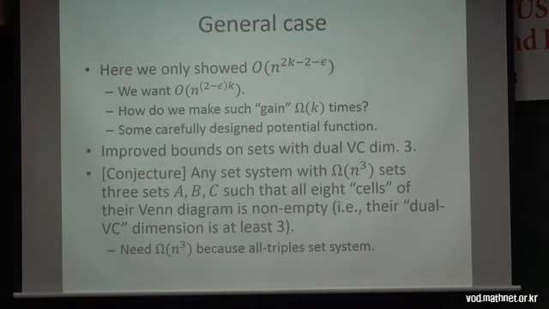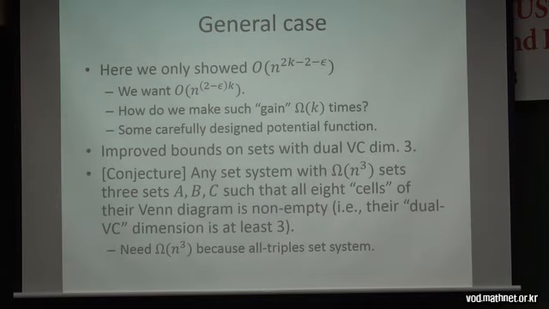Okay, so this is a conjecture. It's a totally independent, crisp conjecture. If you look at any set system that has, say, 100 times n cubed sets, then there exist 3 sets A, B, C such that if you draw the Venn diagram, all 8 cells of their Venn diagram are not empty. In other words, the dual VC dimension is at least 3.